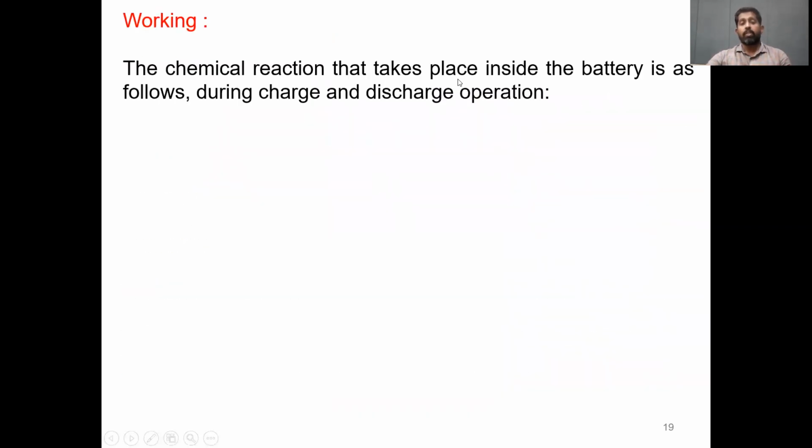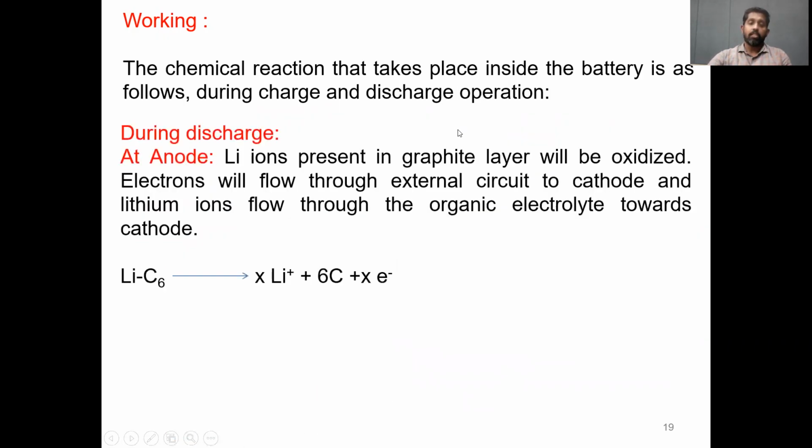We'll see the working of lithium ion batteries, or the reactions that take place inside the battery during the charging and discharging operations. So we'll see a simple lithium ion battery, the battery which you are using in your laptop or in your mobile phones. So what happens at the anode? The lithium ions present in the graphite layer will get oxidized.